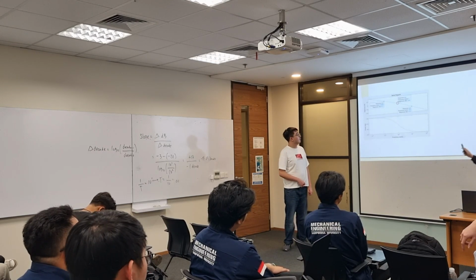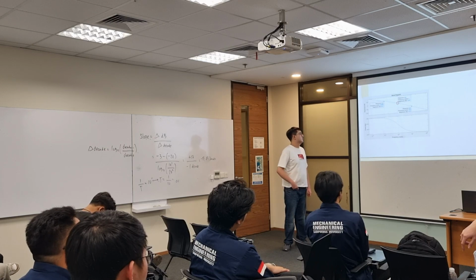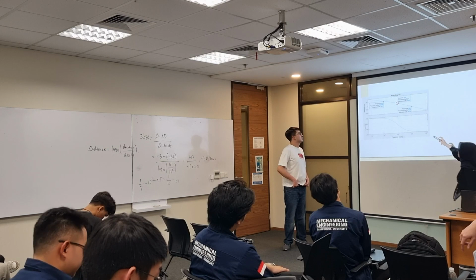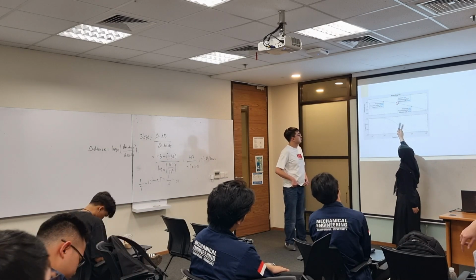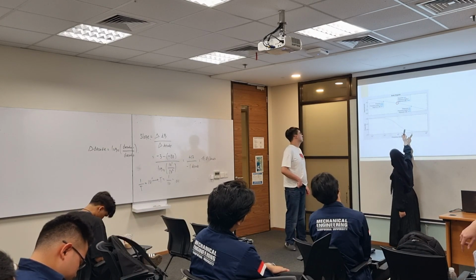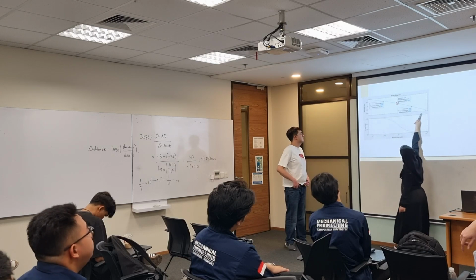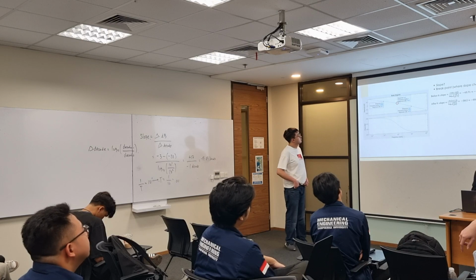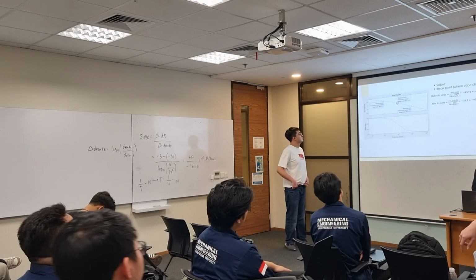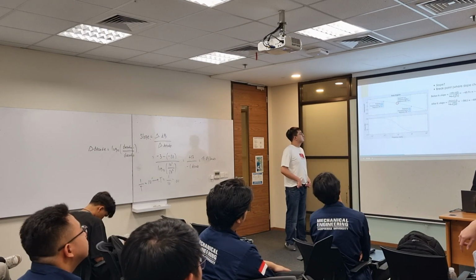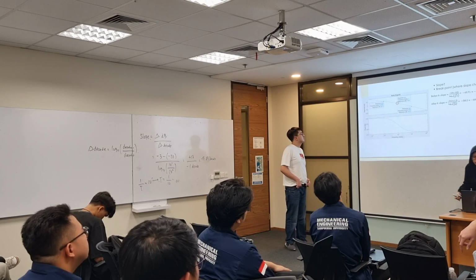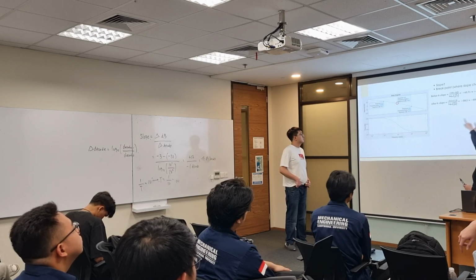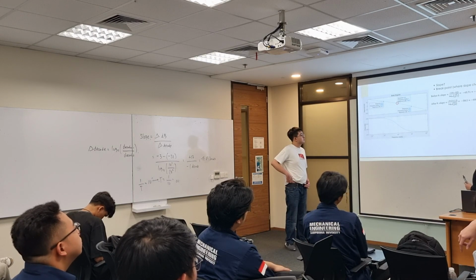Let's try to analyze different sections of the plot here, before and after the breakpoint. So before it, we can find that the slope is minus 40.